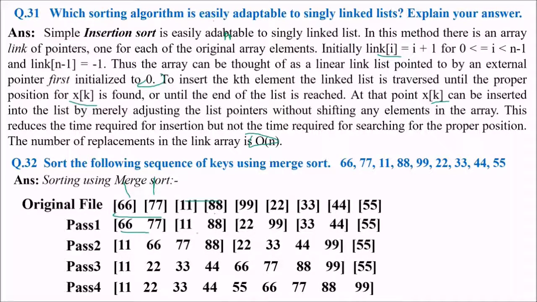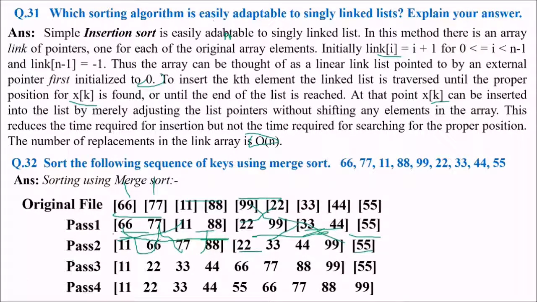For 11, 88 will be like this only. But for 22, 99, 22 will come here and 99 will go here. In this case, we have 33, 44, it will remain like this. 54 is a single element, no problem. When we want to combine these four, 11 will come here, 66 here, 77 here, and 88 here. When we combine this, 22 is in the first position, then 33, then 44, and then 99. 55 will remain in its position.